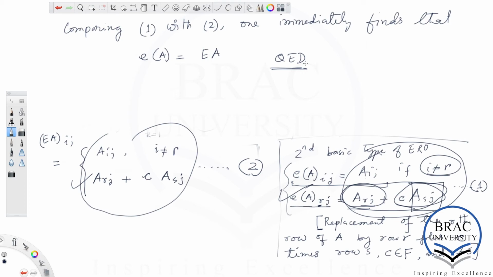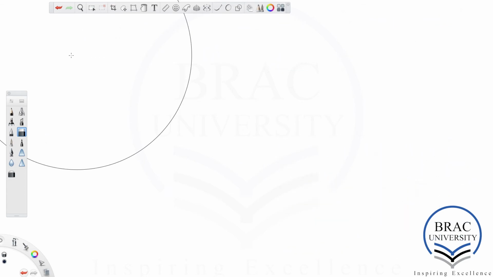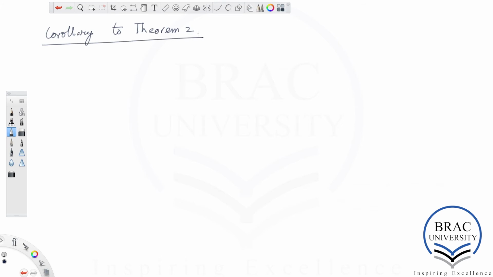Okay, now a corollary to theorem 2. So let me erase everything. Here is a corollary to theorem 2, let A and B be n times n matrices over the field F.